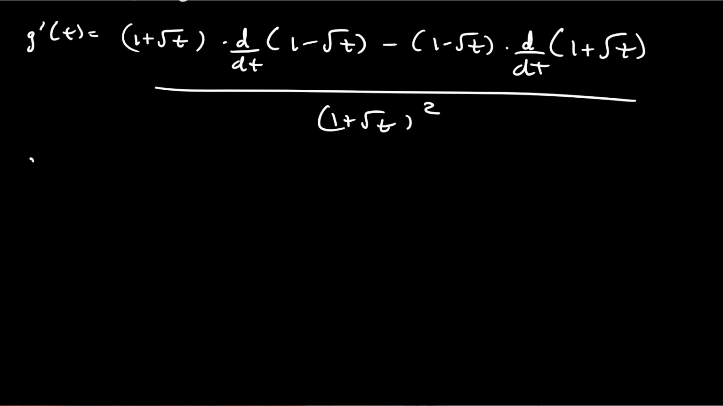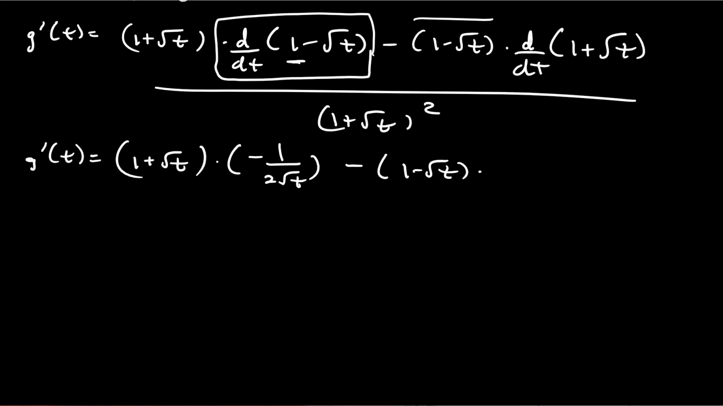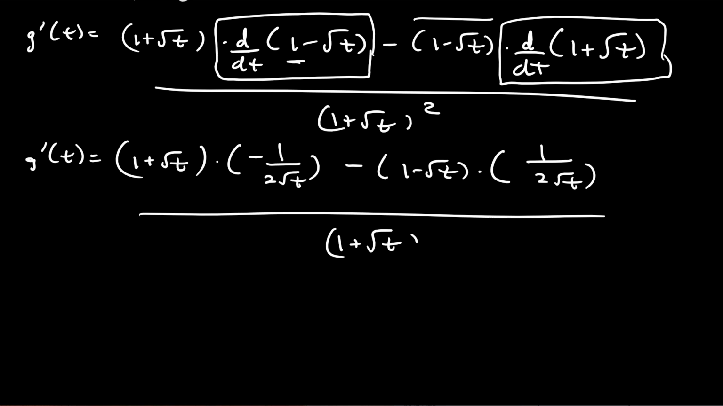So we have, continuing, g prime of t is 1 plus square root of t. Now we need to take the derivative of this term. The derivative of 1 is 0. The derivative of minus square root t is going to be 1 over 2 root t, minus this term, 1 minus root t, times the derivative of this term. The derivative of 1 plus square root of t is going to be 1 over 2 root t. And then we have our 1 plus square root of t squared on the bottom.